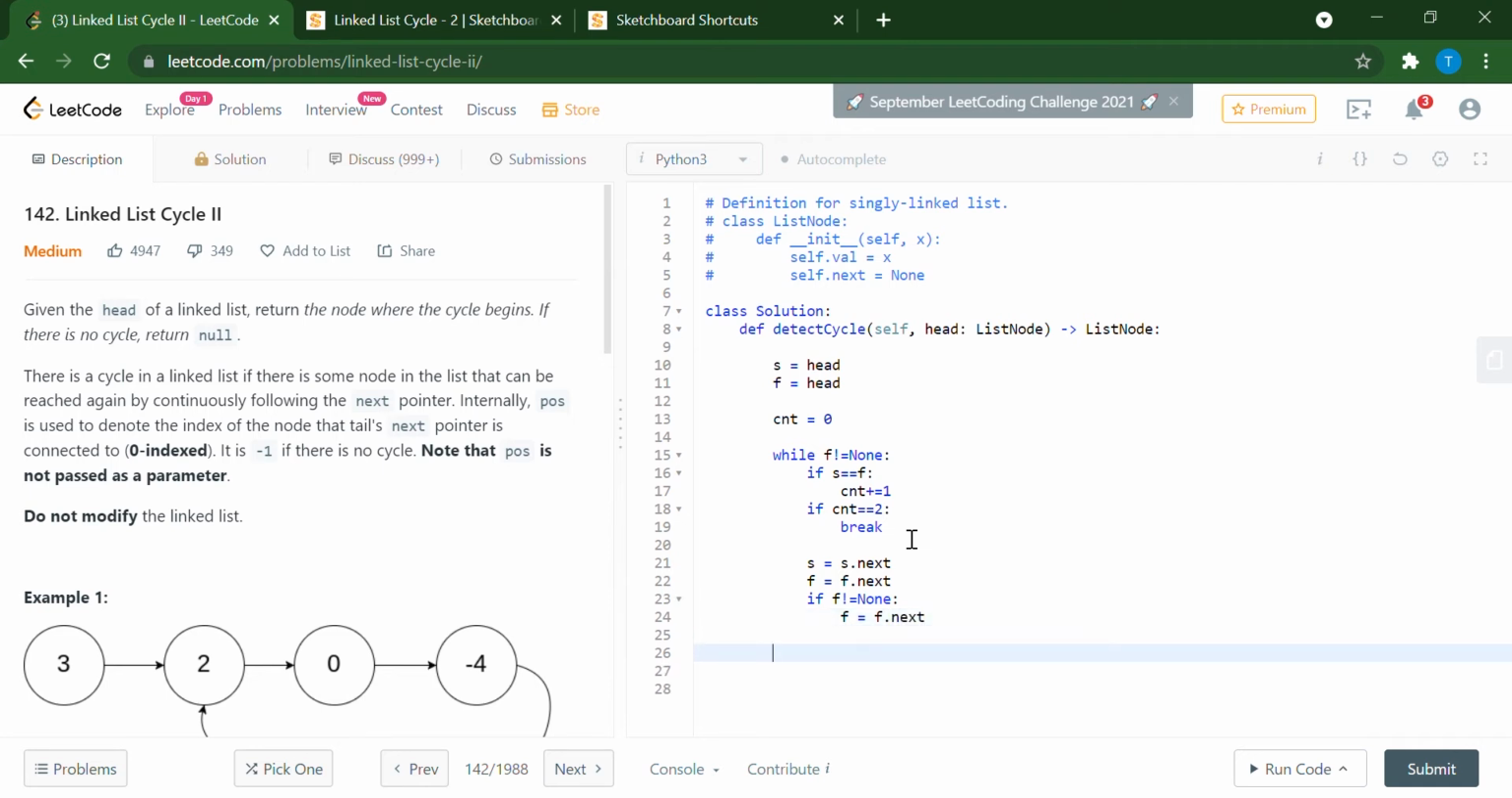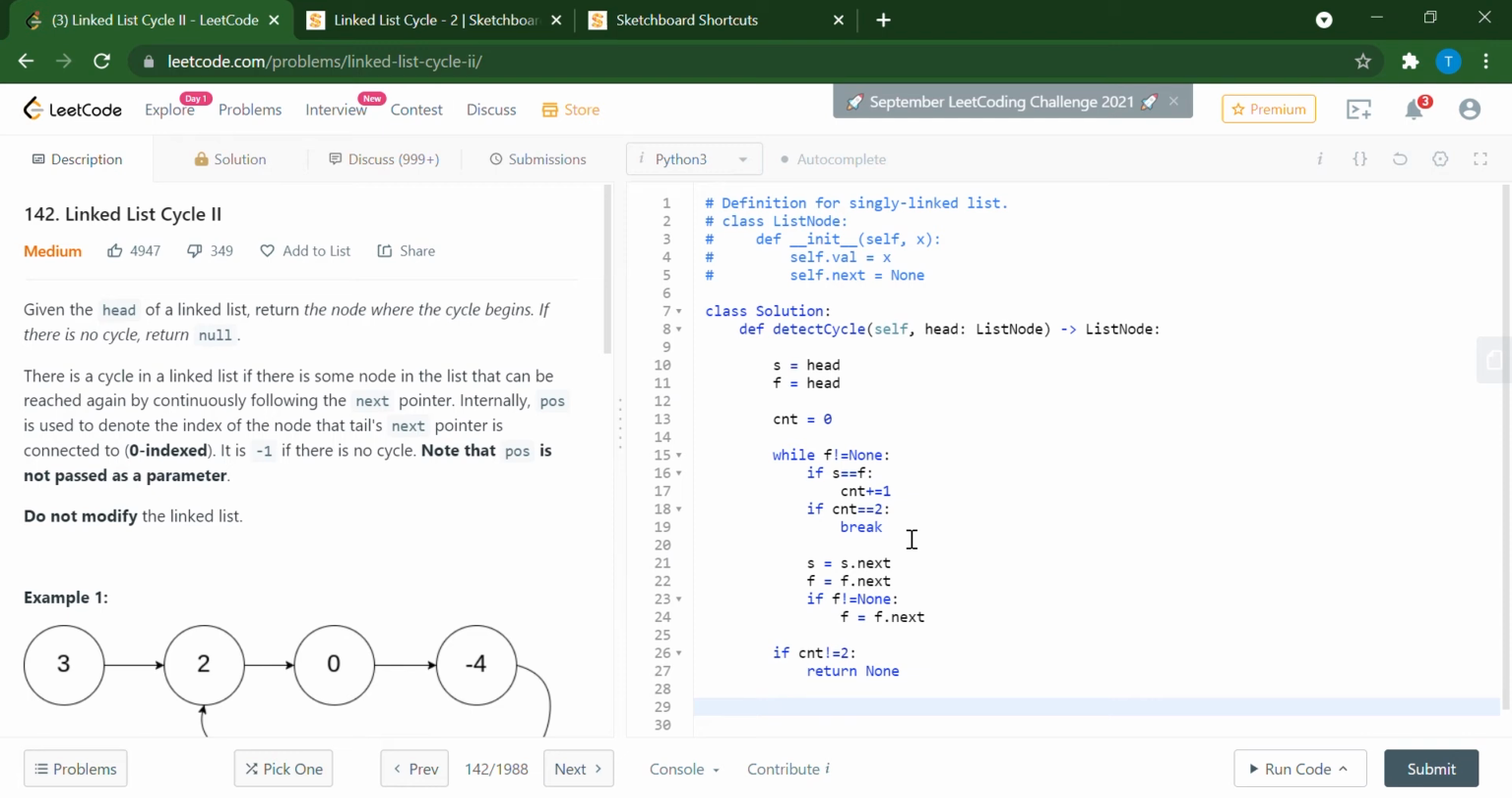Yeah, so once this loop breaks somehow, I'm just going to check if count is not equal to 2. If count isn't equal to 2, that means that we didn't find any cycle in the linked list. So I just have to return a null value here. So I'll just return none.